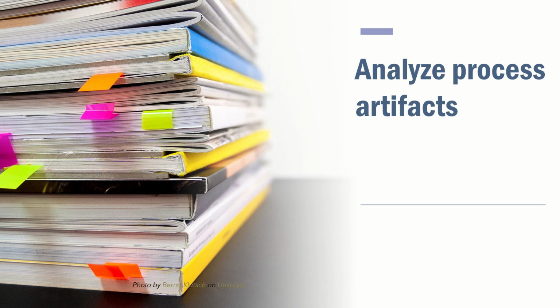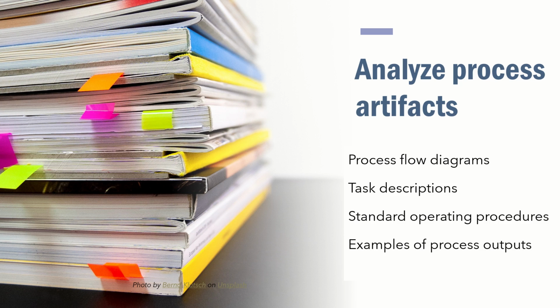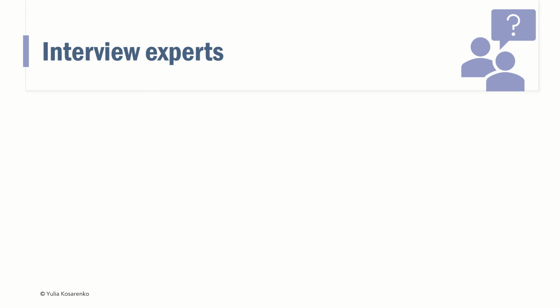First of all, the artifacts. Process artifacts are anything that illustrates the process or depicts what's going on. It could be a process flow diagram, for example, created by another analyst before you. It may be task description for specific activities within the process. It may be a standard operating procedure that in great detail describes everything that's happening. And it may be examples of process outputs, communications, reports, or anything else that is produced by the process.